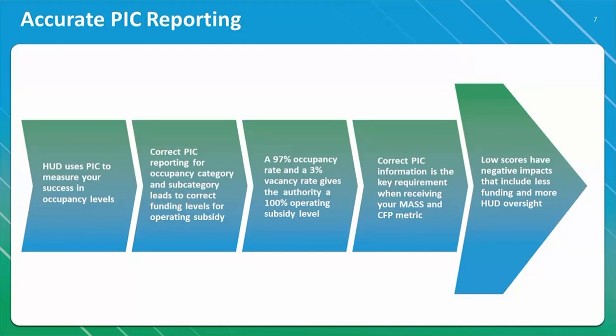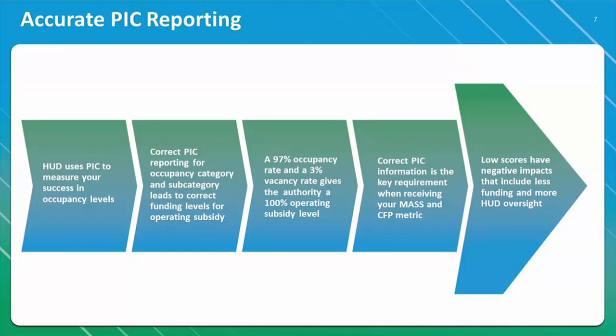Of course, each one of those has certain operating subsidy levels associated with it, and that's why it is imperative. This is sensitive in nature, where you not only have rent loss, you could also experience operating subsidy loss as a result of not properly reporting in the PIC system.